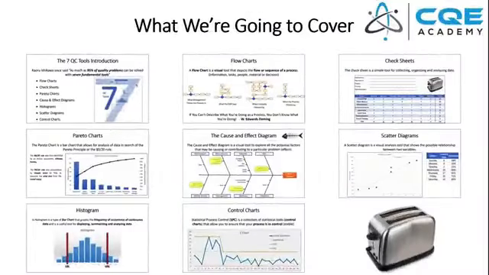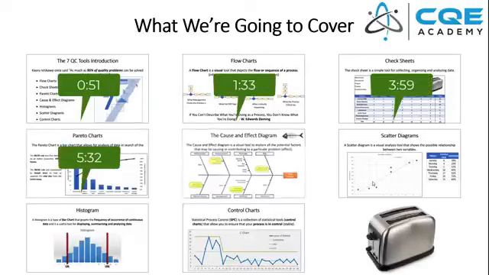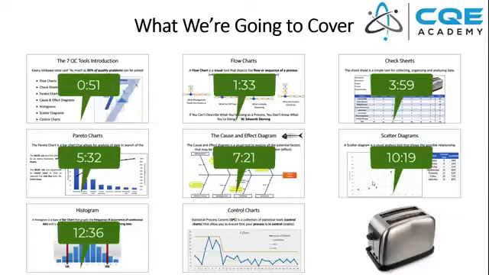All right, let's go ahead and jump right into the agenda. So we're going to start with a brief intro of the 7 QC tools, kind of talk about all of them and how they fit into the problem-solving process or the improvement process. And then we're going to go through each one. We're going to start with the flowchart, the check sheet, the Pareto chart, the cause and effect diagram, scatter diagram, histogram, and then the control charts. And then along the way, as we go through this, we're actually going to work a problem using all 7 tools, and we're going to reduce the number of defects associated with our toaster. All right, let's go and get started.